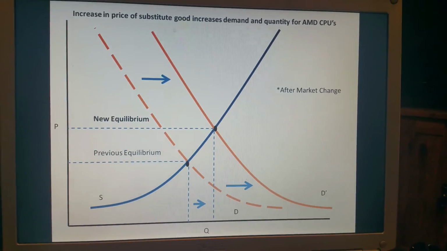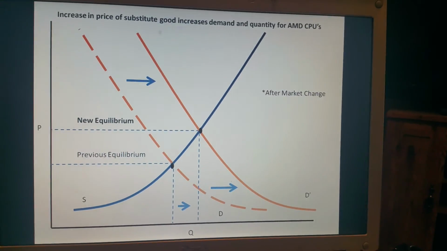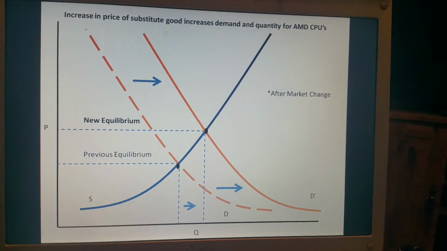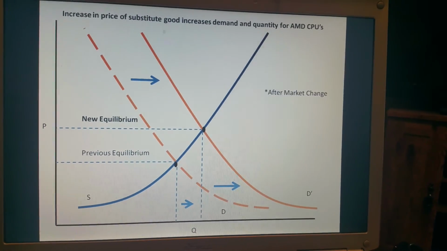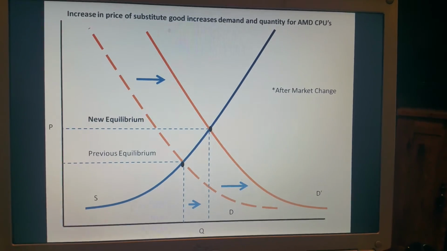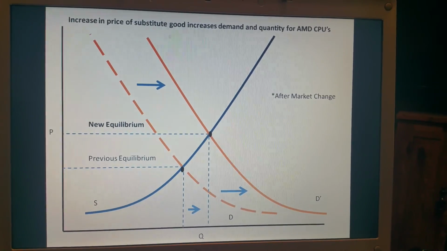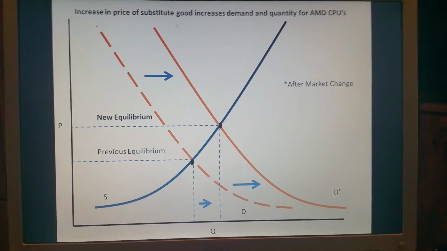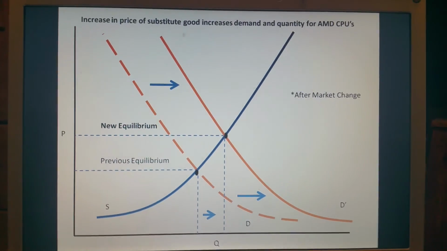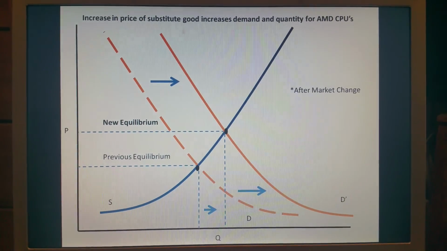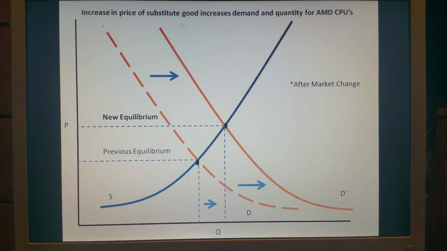I think it's interesting to note here that with the knowledge of the shortage of Intel CPUs, consumers were more than likely to purchase more CPUs from AMD, creating a shortage of AMD CPUs, and that's in anticipation of an increase in price of the substitute good, which in this case would be Intel CPUs. So in the future, we know that Intel CPUs are going to be more costly, so we're going to buy more CPUs from AMD now.